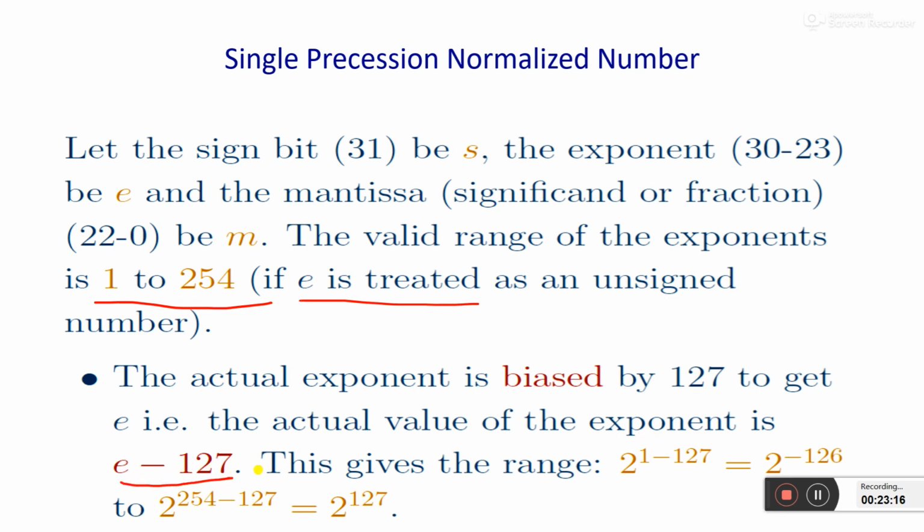So I will suggest you do some examples of biasing for single precision and double precision numbers. This gives you 1 minus 127 up to 254 minus 127, so the exponent range is 2 raised to the power minus 126 to 2 raised to the power 127. Okay.